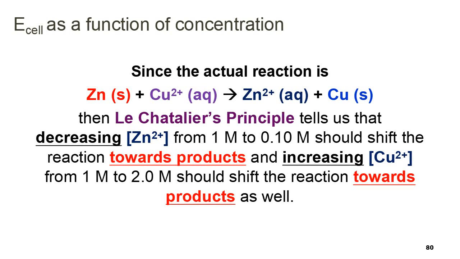Here is the explanation. Since the actual reaction is the reduction of copper ions by zinc atoms, Le Chatelier's principle tells us that decreasing zinc 2+ ions from 1 mole per liter to 0.10 mole per liter should shift the reaction towards products. Likewise, increasing copper 2+ ion concentration from 1 mole per liter to 2 moles per liter should shift the reaction towards products as well.